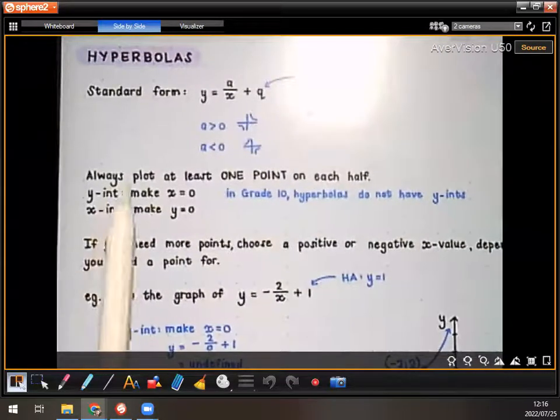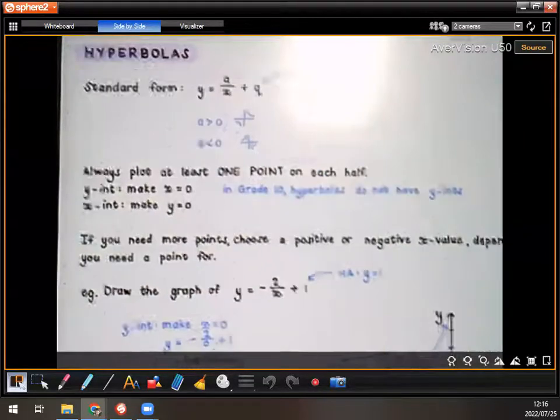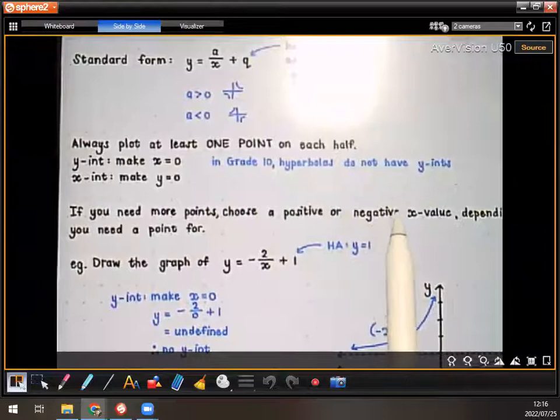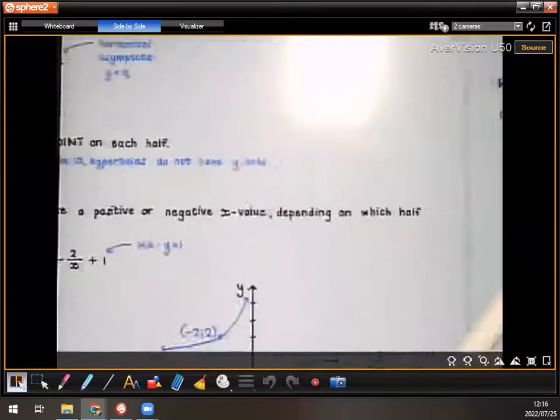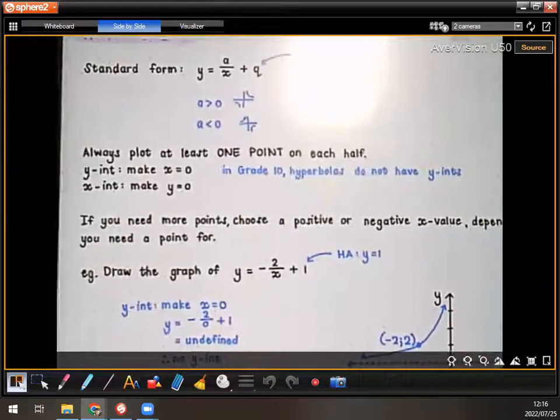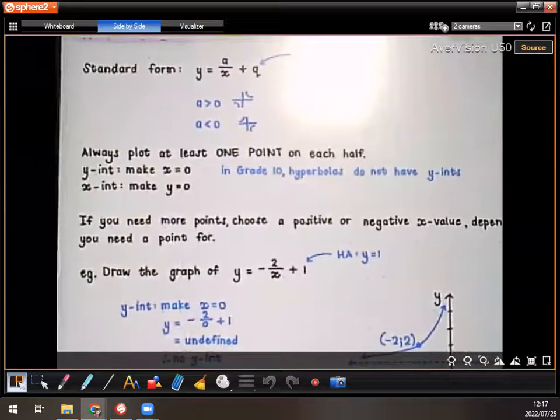So we would calculate your two intercepts. And then I say that if you need more points, choose a positive or negative x value, depending on which half you need a point for. Okay, so again, we're going to look at which half we need a point for. But now it's not as straightforward as just choosing a negative or a positive x.